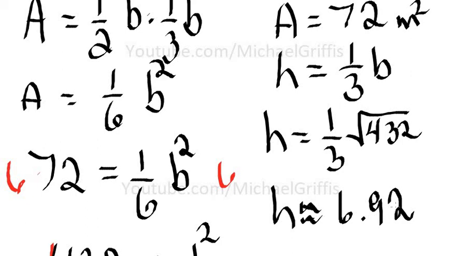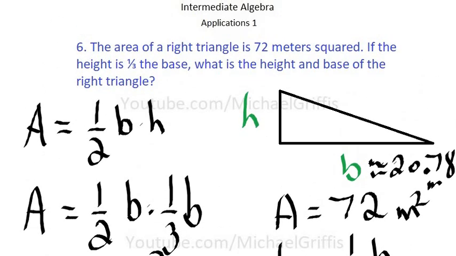6.9, actually 3. This should be a 3 here. And remember, it's in meters. Okay, 6.93 meters. Just rounding to 2 decimal places.